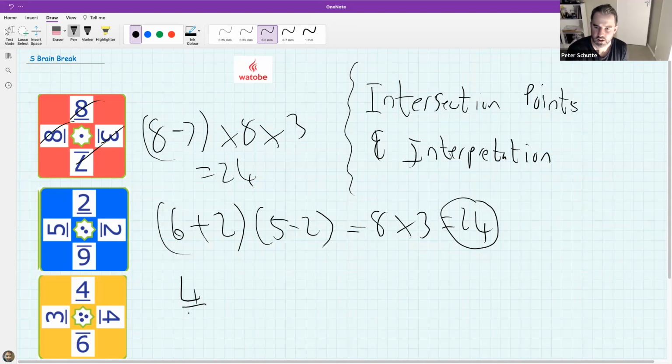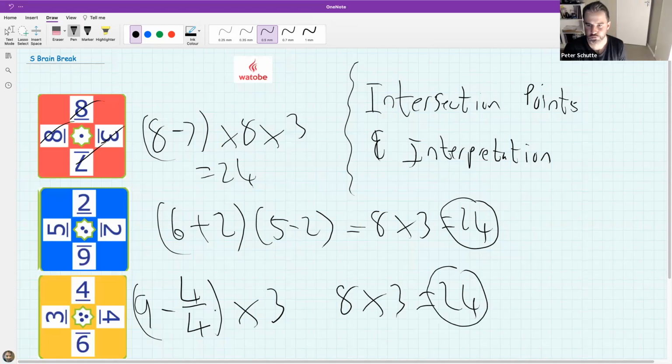So Kitsaw has said 4 over 4 is 1. And then, what have we got here? We've got 9. I was thinking, Kitsaw, you go 9 minus 4 over 4, and then you have 9 minus 1, which is 8 times 3. So then we get 24. So the 4 over 4 is an important idea that Kitsaw spotted there. All right, and Teresa has also got 6 plus 2, 5 minus 2. That is perfectly correct. Well done.